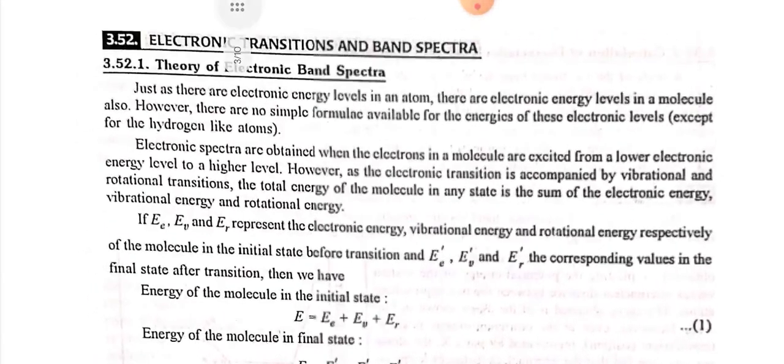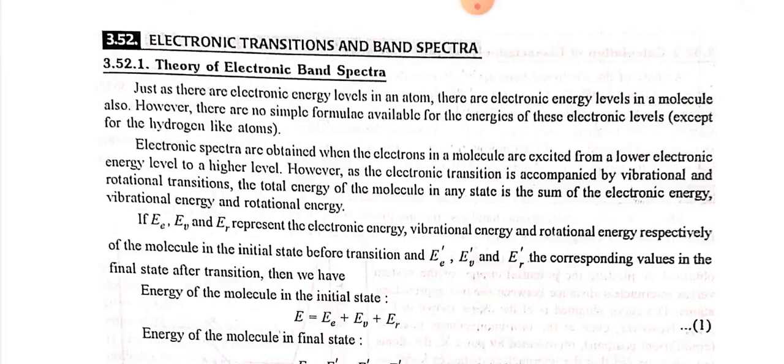Electronic transitions and band spectra. Theory. Section 3.521. Theory of electronic bands and spectra. Just as there are electronic energy levels in atoms, there are electronic energy levels in molecules also. However, there is no simple formula available for the energy of electronic levels except for hydrogen-like atoms. Electronic spectra are obtained when an electron in a molecule is excited from a lower electronic energy level to a higher energy level.